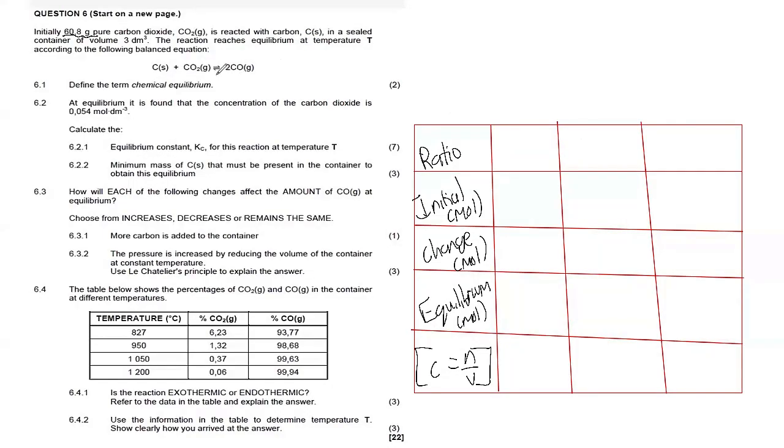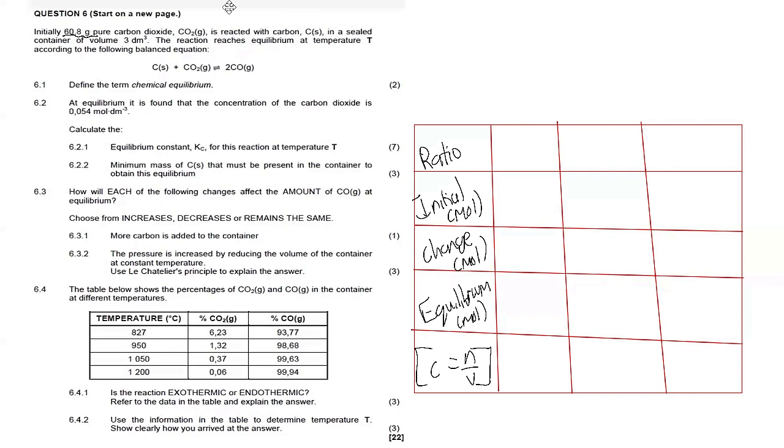Okay, so we have question 6 still on chemical equilibrium. It says initially 60.8 gram pure carbon dioxide, CO2, is reacted with carbon in solid state in a container of volume 3 dm cube. The reaction reaches equilibrium at temperature T according to the following balanced equation. Then, as you can see there, 6.1 is saying define the term chemical equilibrium.